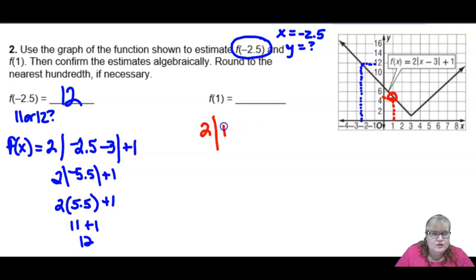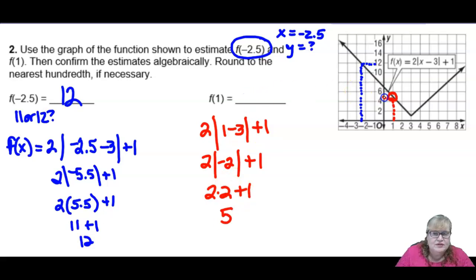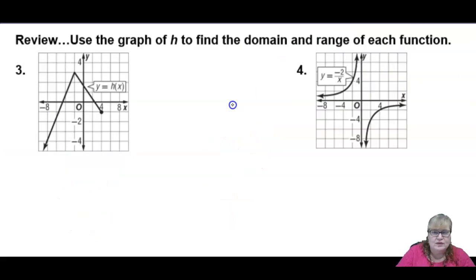2 times 1 minus 3 plus 1 would be 2 times the absolute value of -2. This will become 2 times 2 because the absolute value makes it positive. So then you get 4 plus 1 is 5. So it does look like it's right in between there. Right? So we estimated from the graph, and we were putting in x and figuring out y at that spot. And then we did it algebraically.